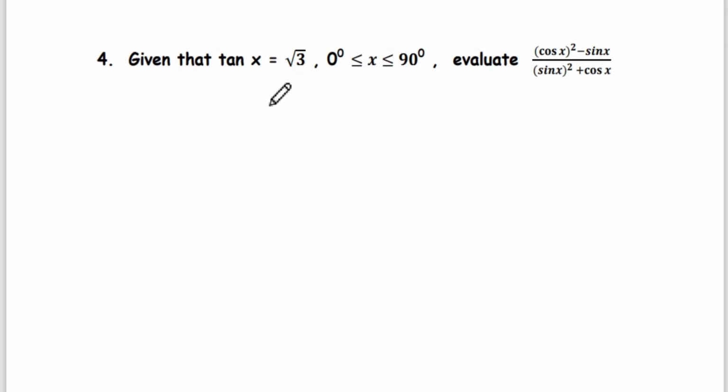The next question here says, if tan x is equal to root 3, evaluate (cos x squared minus sin x) over (sin x squared plus cos x). This is same as root 3 over 1. Don't forget, tan x is root 3 over 1.